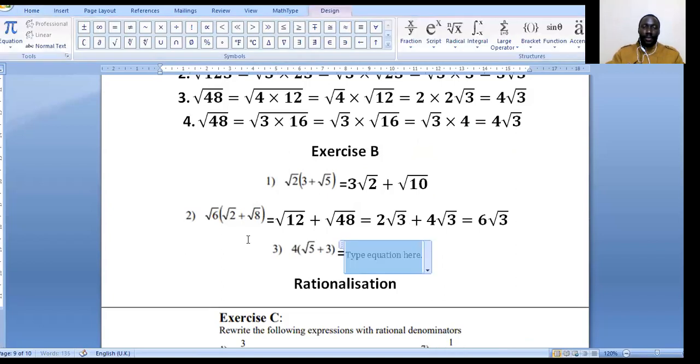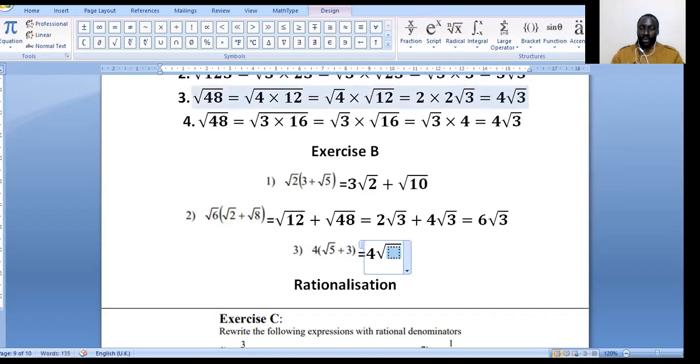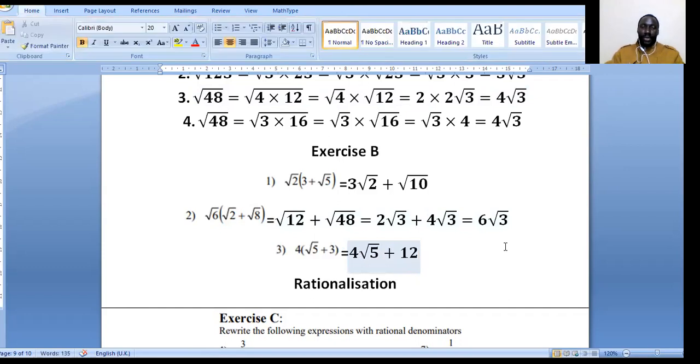Well, we have to multiply 4 times square root of 5. There is a silent 1 in front of the square root of 5, which we use to multiply the 4 so that we still get 4. So we'll be having 4 square root what? Square root 5. Then now we have to add to what? 4 times 3, which is 12. And that's the final answer. There is no way we can simplify that further.